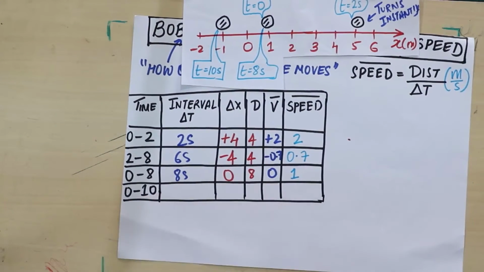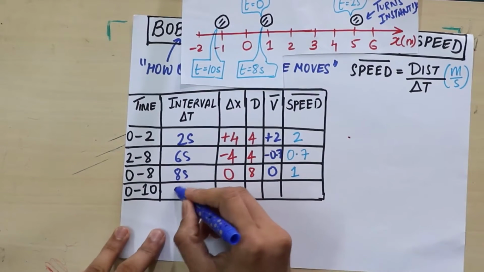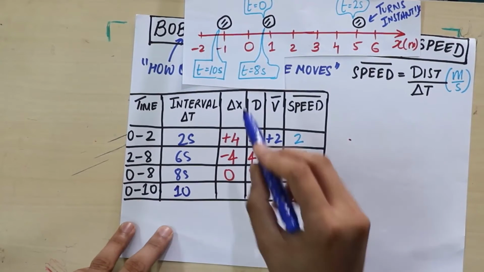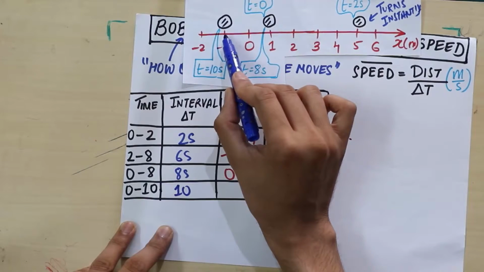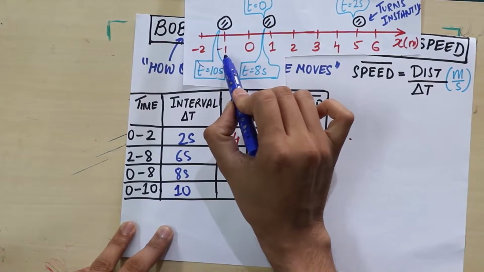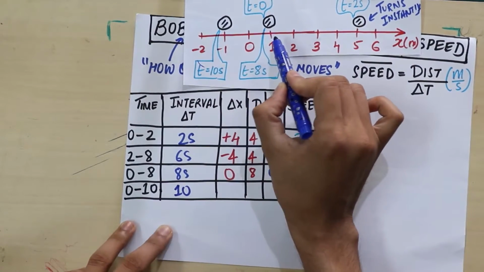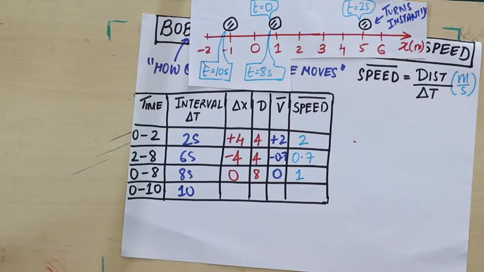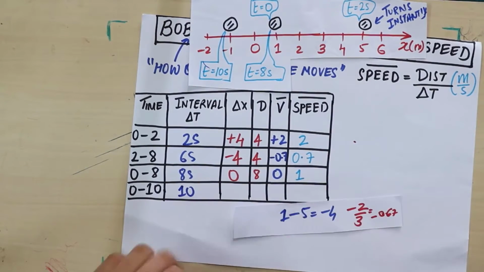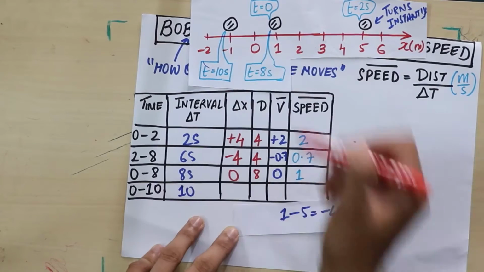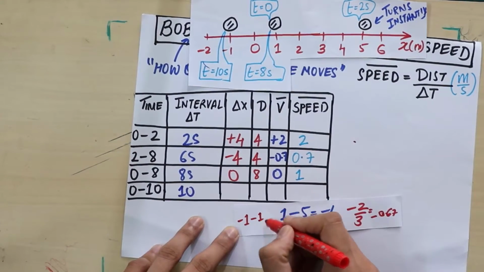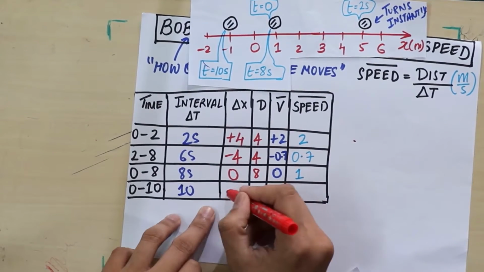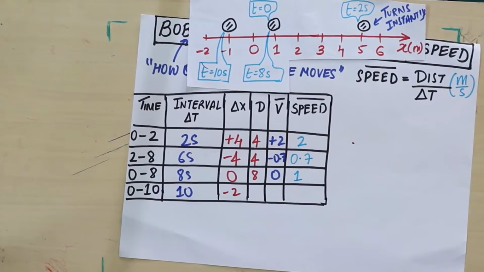Anyways, let's get this done from 0 to 10 seconds now. What's the time interval? That's 10. And how much is the displacement? Let's see. His final position is over here, that's -1. His initial position is +1. Let me do that here again. The final position at 10 seconds is -1. Final minus the initial position of 1 is -2. So he has a -2 displacement.